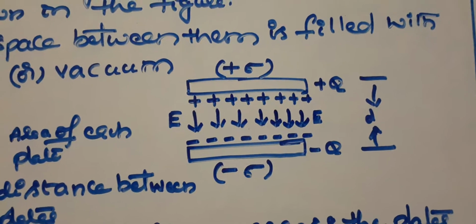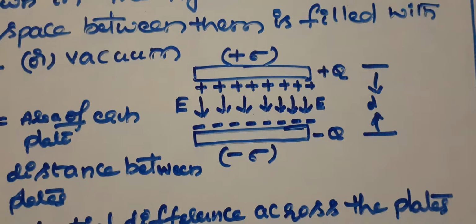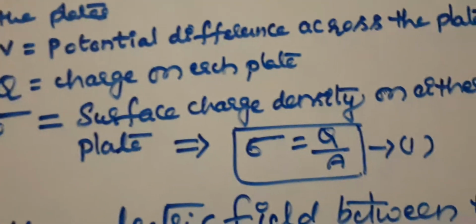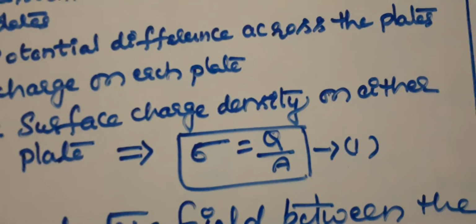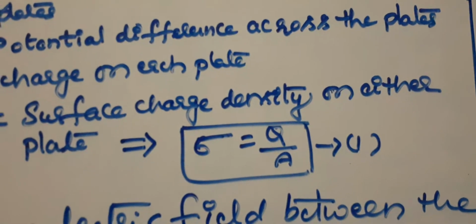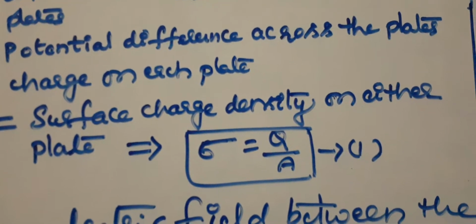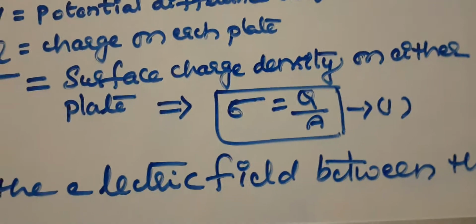You know surface charge density is nothing but charge per unit area. So the surface charge density on either plate is given by sigma equals Q by A. For one of the plates, sigma is equal to Q by A, charge per unit area. This is equation 1.